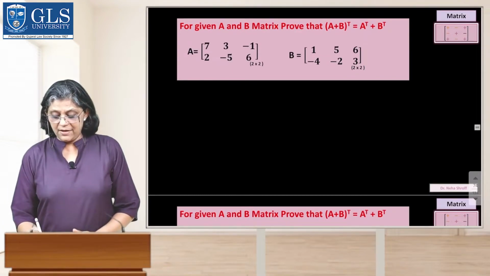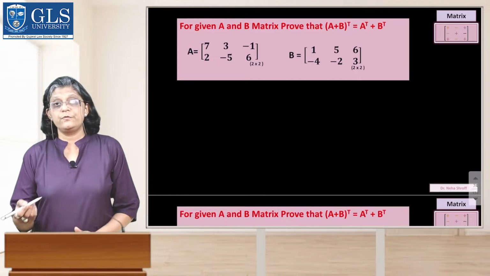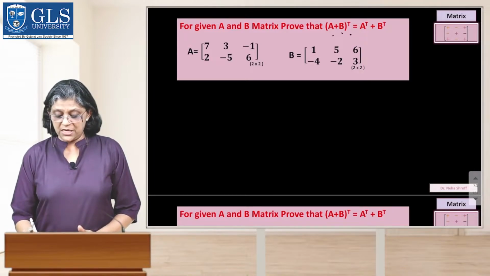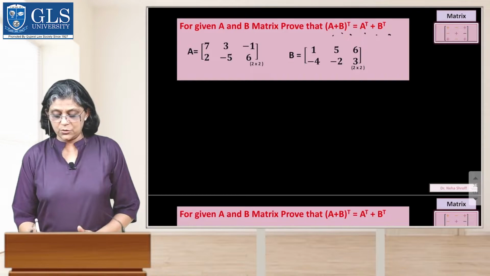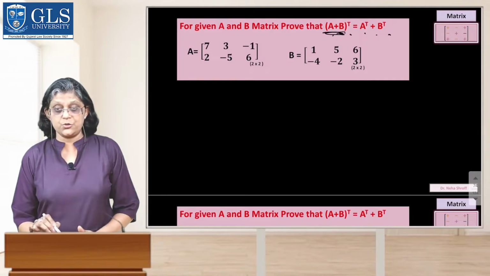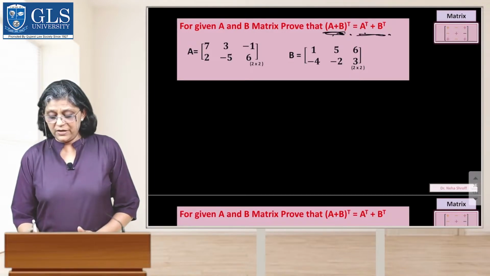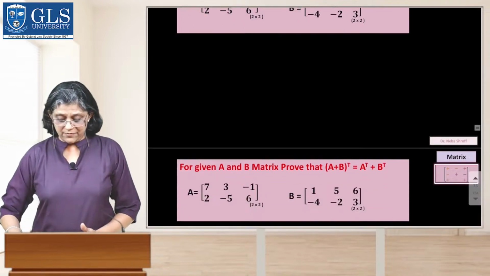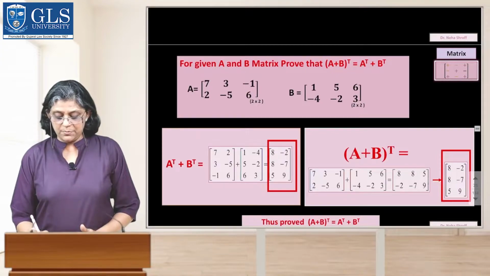Now, what we have here are the proofs for the transpose of a matrix. Now, A plus B transpose is equal to A transpose plus B transpose. This is an example that we have taken. So first we will add these two. We will even find out the individual transposes and then add them. So let us try first. A is here, B is here.